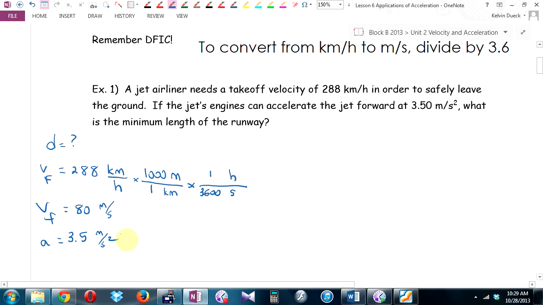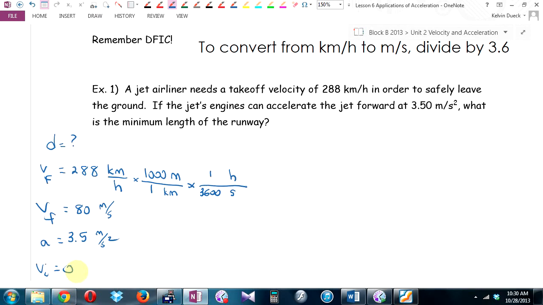What's VI? I've been on a plane. They come to a stop always. And then they gun it. Right? So that one I'll expect you to reasonably assume. Yep. So I'm looking for an equation that has distance, V final, A, and V initial in it.